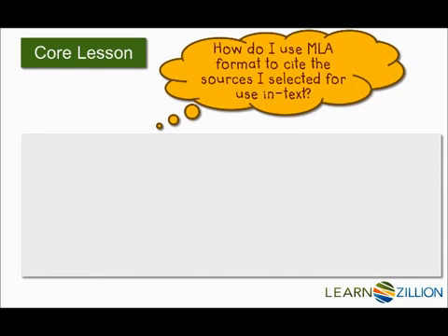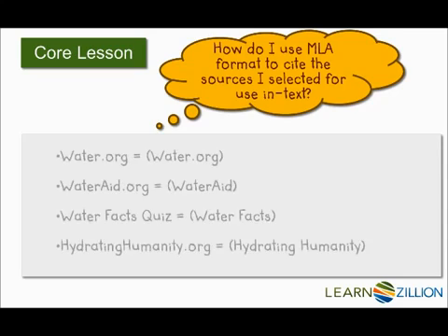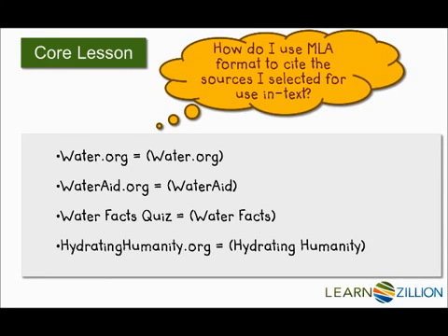So how do I use MLA format to cite sources I selected for use in text, meaning as I'm writing my essay? I use the website water.org, so in parentheses it's going to be water.org and so on and so forth. It's always important to ask your teacher as to what type of citations you're supposed to be using and the format.